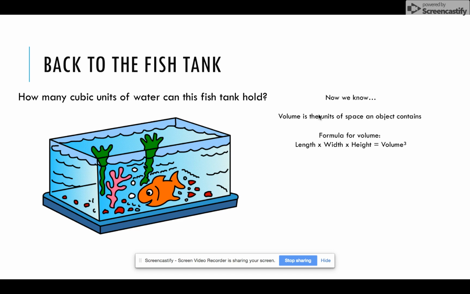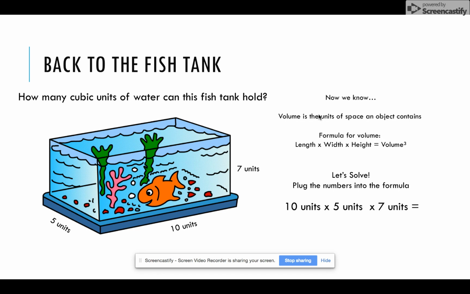So what information do we need to solve? That's right, the length, width, and height of our fish tank. If you know that the tank is 10 units in length, 5 in width, and 7 in height, you can solve the problem. Go ahead, try to solve on your own. Pause the video and plug the numbers into the equation.